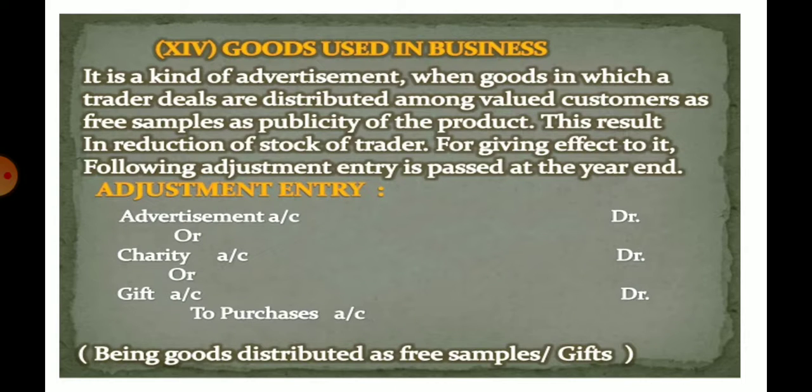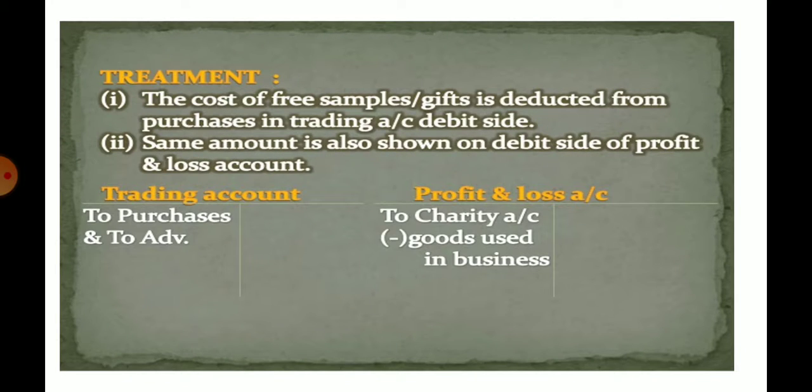Okay, revaluation of opening stock. Goods used in the business. It is a kind of advertisement when the goods in which the trader deals are distributed among the customers as a free sample or for publicity of the product. This results in the reduction of the stock of the trader. To give effect to this, the following adjustment entry is passed at the end of the year: advertisement debit or charity or gift to purchase. Treatment: the cost of free sample goods is deducted from the purchase on the trading or debit side, and the same amount should be debited in the profit and loss account. Okay, so this is the entry.